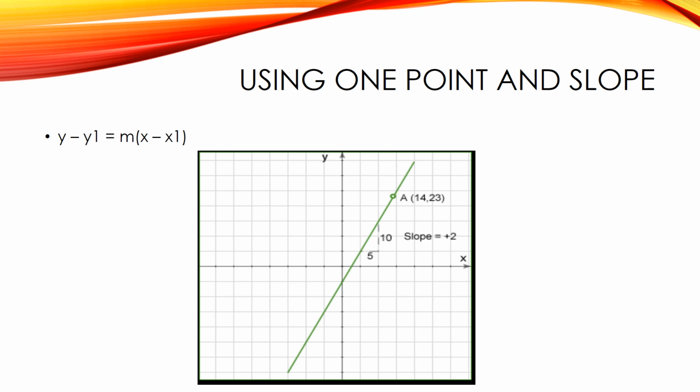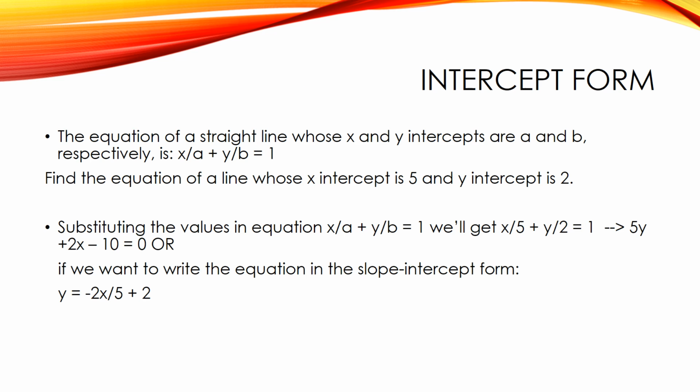The equation of a straight line that passes through a point P1 (x1, y1) with a slope m is y − y1 = m(x − x1). The equation of a straight line whose x and y intercepts are a and b respectively is x/a + y/b = 1. Let's look at an example.